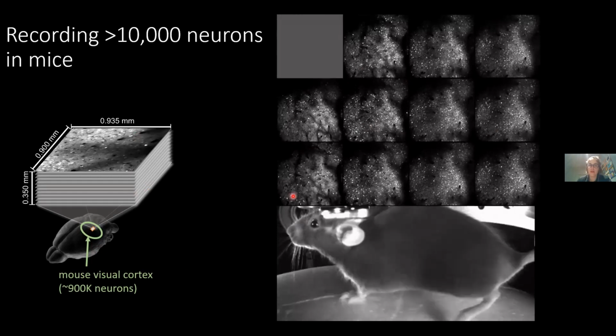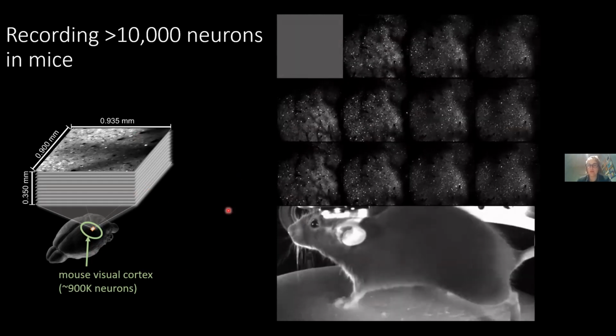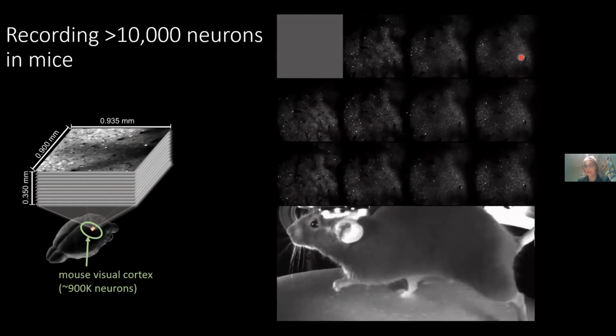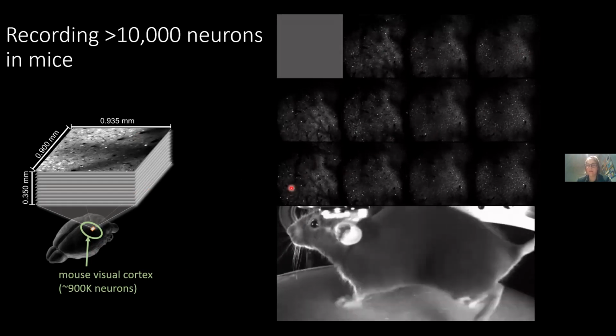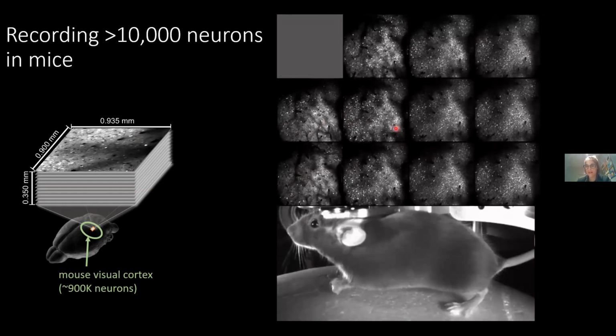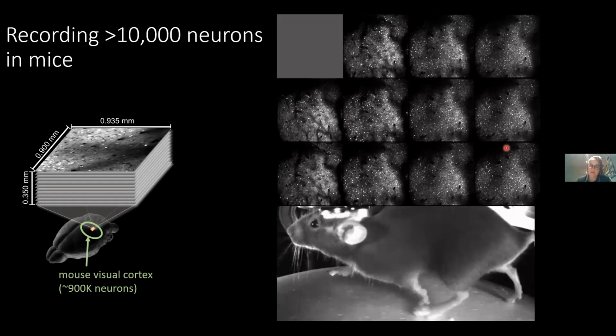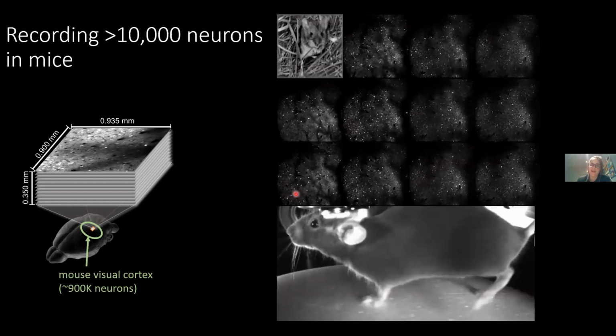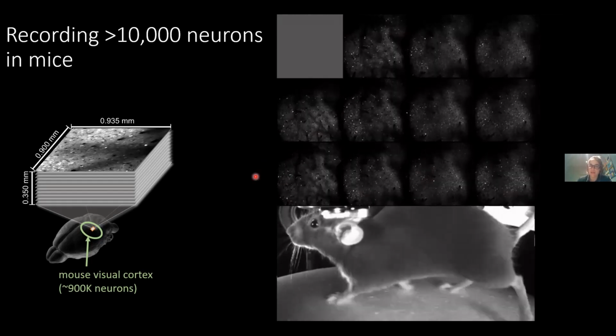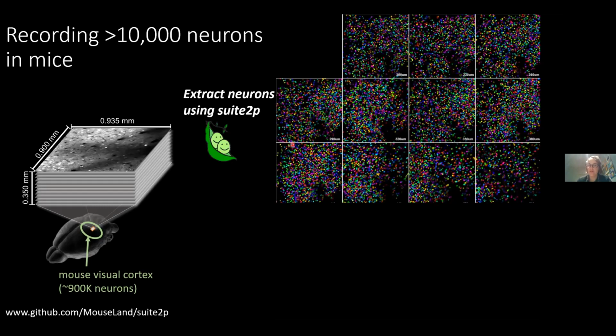And so the convention at the time also was, you have this many gigabytes of imaging data, and a lot of people were just circling these cells by hand, but that's not going to work when you have many thousands of neurons. So we developed a machine learning pipeline called Suite2P, which allows you to extract these neurons from your recording quickly, in less time than it takes to do the recording.